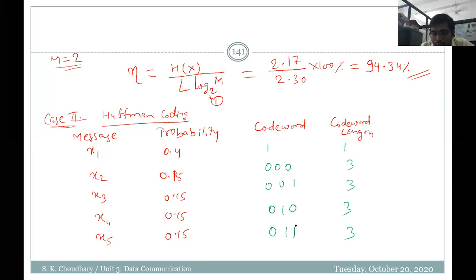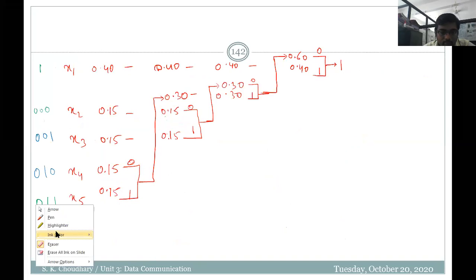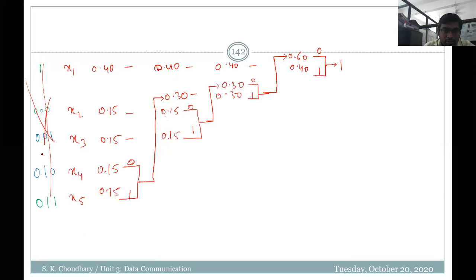Now what we have to find out is the average code word length. So you can write the formula for that. The tracing I have shown just for understanding. It is not necessary to write this here. You only have to write the value in that table. But the slide changed, that's why I have written it like this.